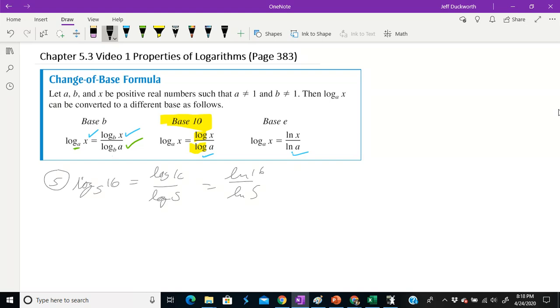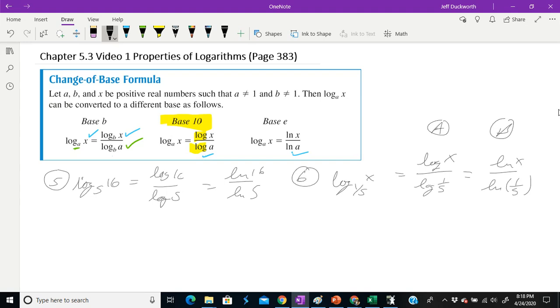All right, number 6 is the same sort of thing. So this one is log base 1/5 of x. So that equals log, which is again assumed to be base 10, log of x over log of 1/5. Okay, and I guess that also equals the ln. So this is part A, this is part B: ln of x over ln of 1/5.